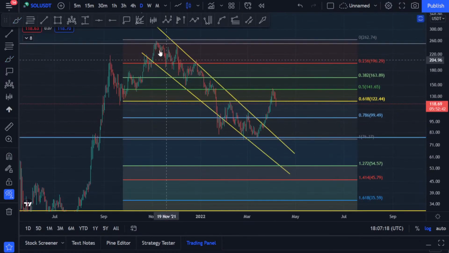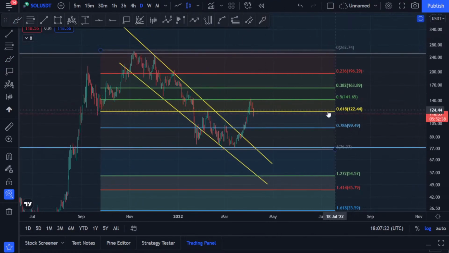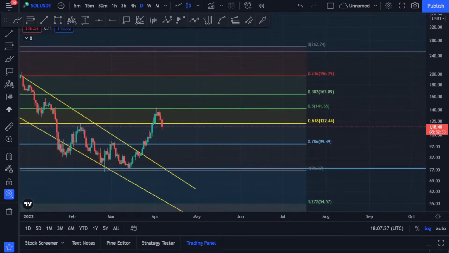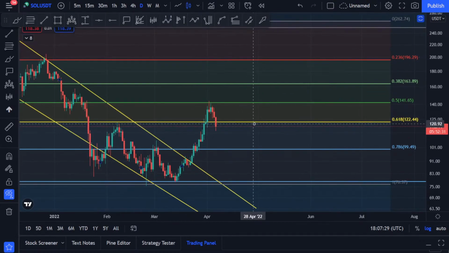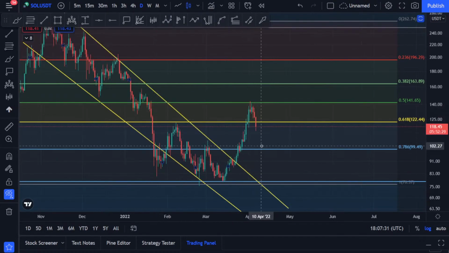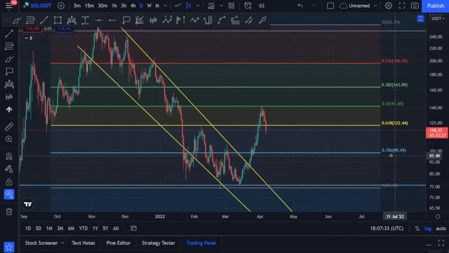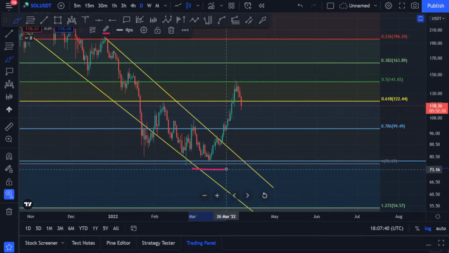So same way with this run, falling wedge, price is hitting the 0.5 level. If you can hold this as support, 0.618, and come back up, this would be great. But even if you come down, that's still okay at $99, which is the next level, 0.786. Even if you come down, that's still fine because you're still making higher low formation at the moment.